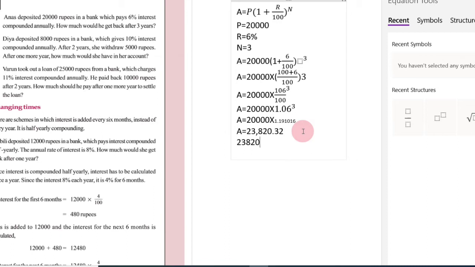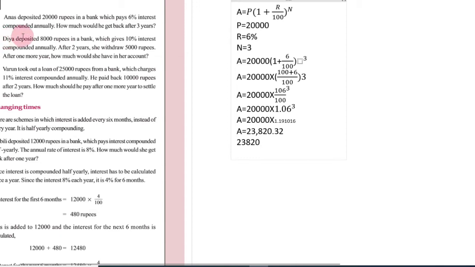Okay, so here we have one more similar question. What is that question? Diya deposited 8,000 rupees in a bank which keeps 10% interest compounded annually. After 2 years, she withdrew 5,000 rupees. After 1 more year, how much would she have in her account? Okay, so Diya deposited 8,000 rupees in a bank which gives 10% interest compounded annually.